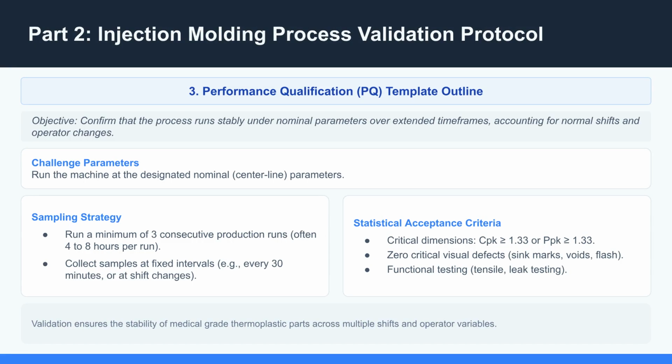Performance qualification, or PQ, confirms the process runs stably under nominal parameters over extended timeframes, accounting for shifts and operator changes. The strategy requires a minimum of 3 consecutive runs, with acceptance criteria based on statistical capability and 0 critical visual defects.